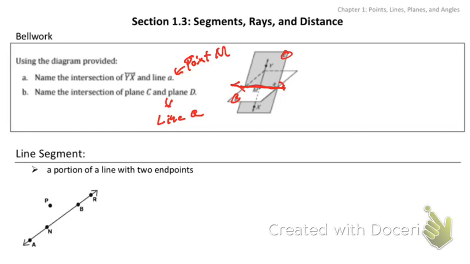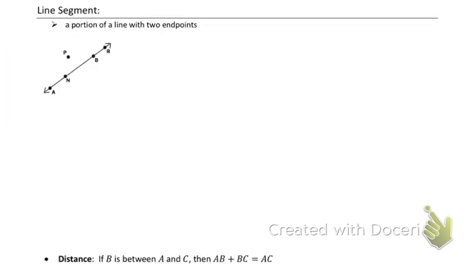All right, continuing on to today's lesson. We talked about a line before, and we're going to talk about line segments. A line segment is a portion of a line with two endpoints. A line has no endpoints. It goes on forever in both directions. A segment's going to end at both ends.